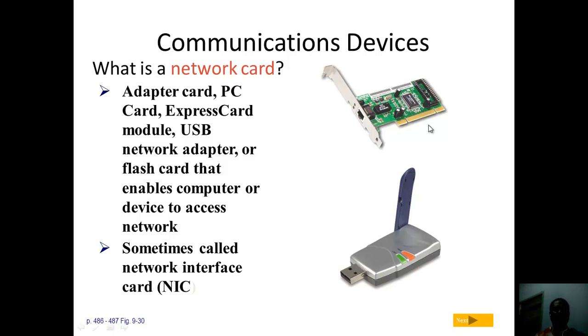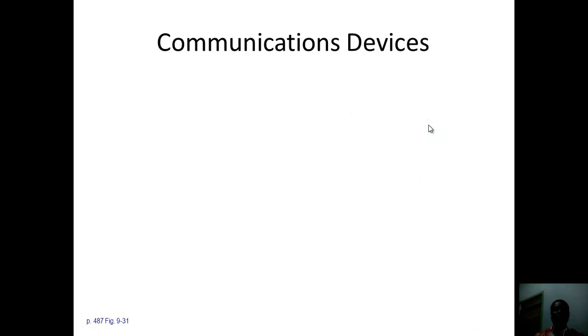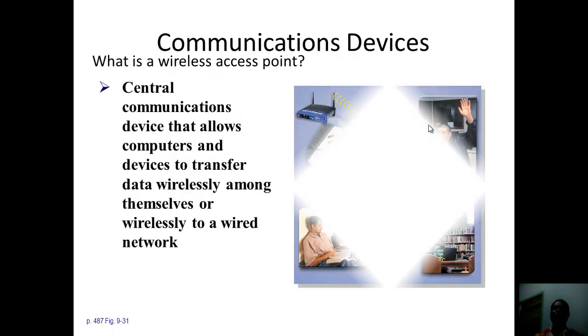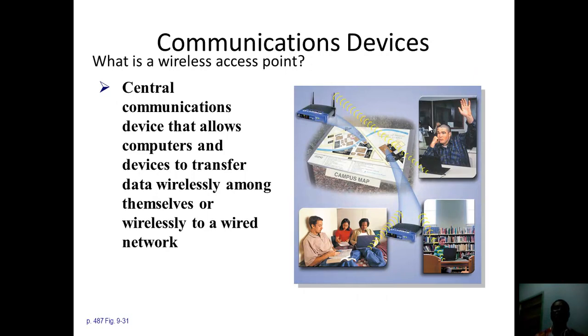So we call them network interface cards. Okay? So that is it. And we have the wireless access point. These are what you call the wireless routers that enable wireless devices to connect to a network.